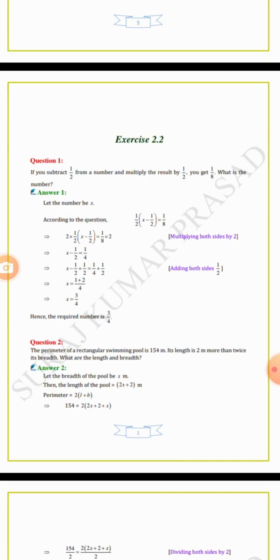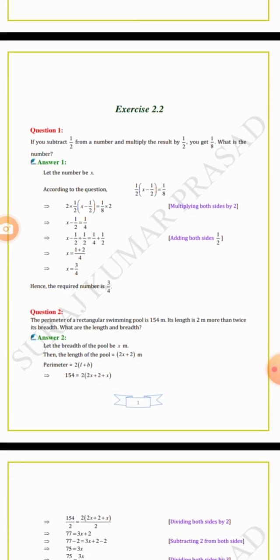Chapter 2, linear equations in one variable, class 8, exercise 2.2. Question number 2: if you subtract 1/2 from a number and multiply the result by 1/2, you get 1/8. What is the number? According to the question, from a number we subtract 1/2 and multiply the result by 1/2, and we have to get the answer 1/8. We have to find the number.